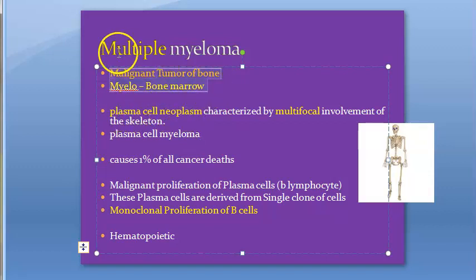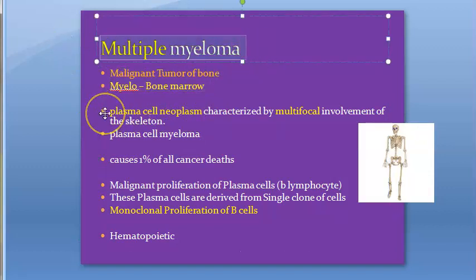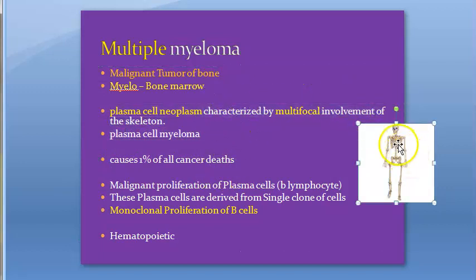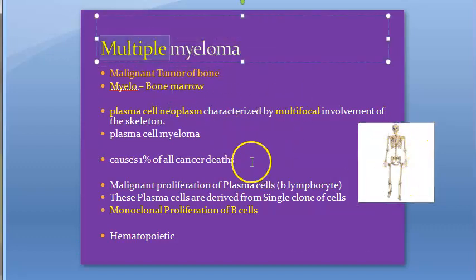So here, what happens in this case is that the plasma cells will be more. The B lymphocyte especially is going to grow up and become a plasma cell. So in this case, the plasma cells will be more. So there is a plasma cell neoplasm, and it is called plasma cell myeloma. There is multifocal involvement of the skeleton here, there, everywhere. That is why it is called multiple myeloma.